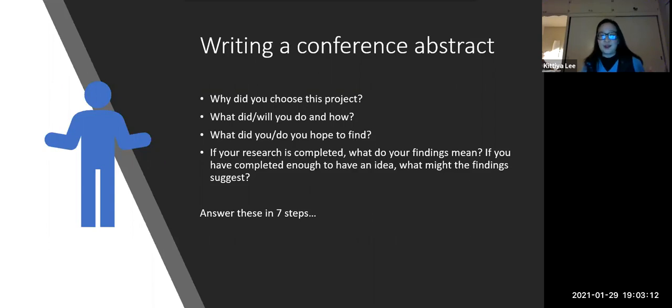It's basically about what your research is, why you chose to do it, how you're going to do it, what you found, what you did find, what you hope to find. If the research is completed, share what your findings mean. If it's not done, but of course you've done a little bit of legwork on it, you should have some notion to provide an idea of the implications of your findings. So I would suggest that we could practically answer these 4 questions in 7 steps.